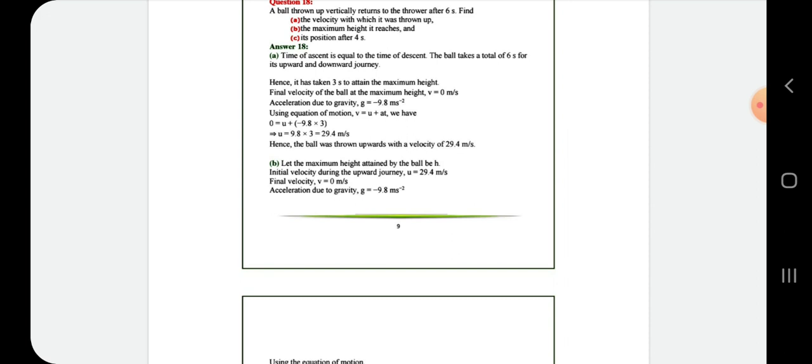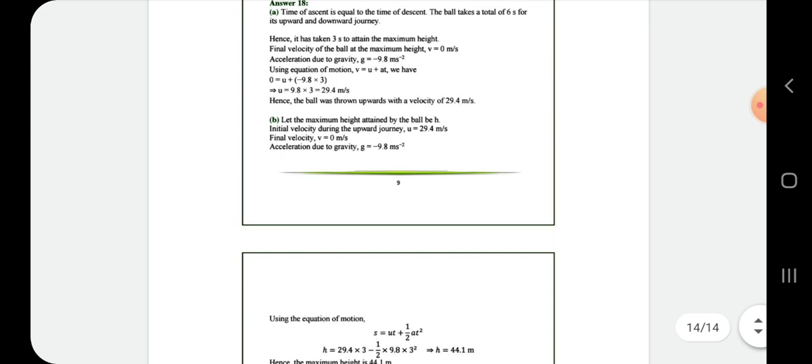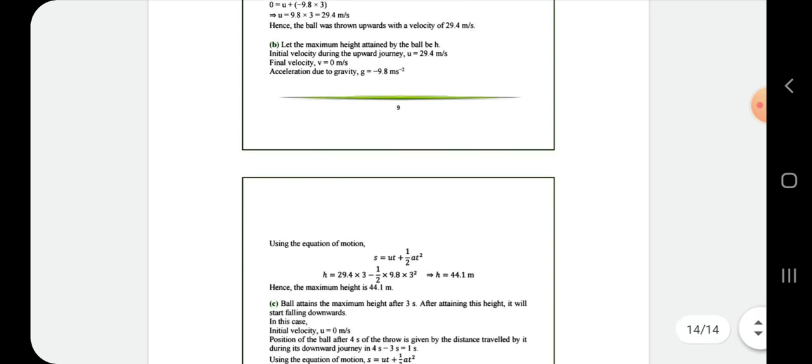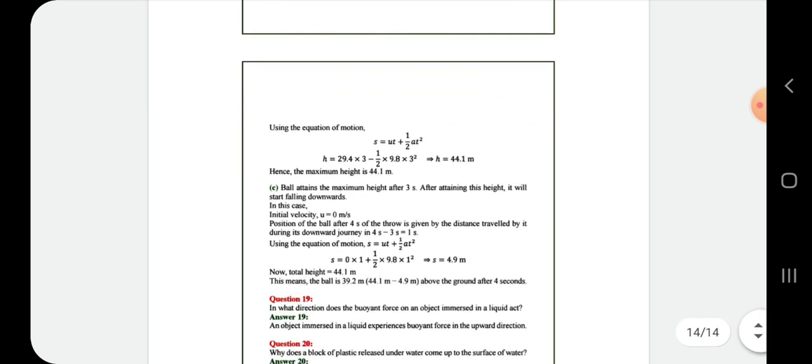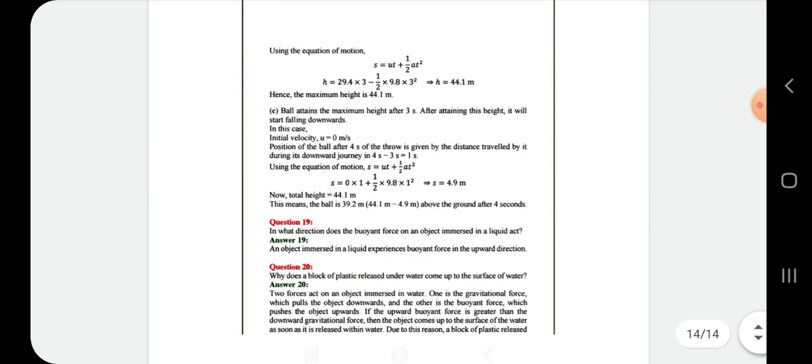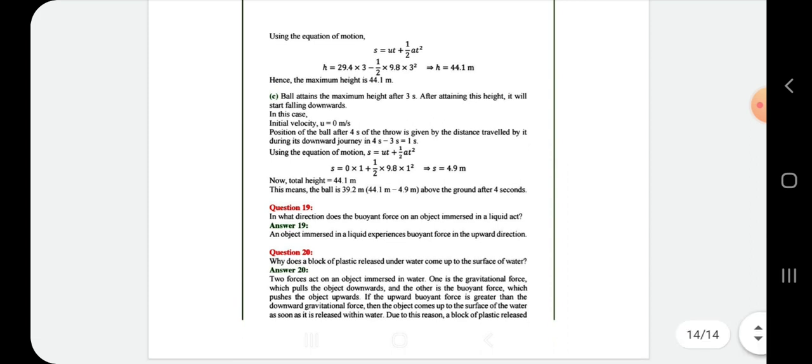Let the maximum height attained by the ball be h. Initial velocity u is equal to 29.4 meter per second. Final velocity v is equal to 0 meter per second. Acceleration is minus 9.8 meter per second square, as I have to take it negative. Using the equation of motion, I'll substitute all the values here. So the value of h is equal to 44.1 meter. Hence the maximum height is 44.1 meter.